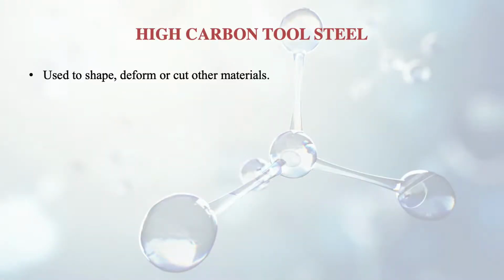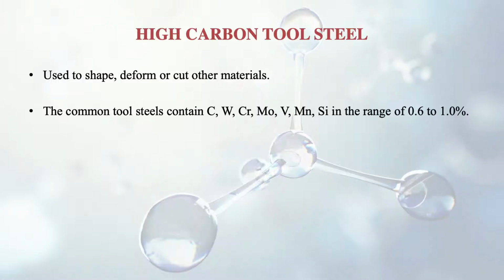Further, we now discuss the high carbon tool steel. We have now come to tool steel. What is the composition of this tool steel and where is it used? It is used to shape, deform or cut other materials. If you have to cut some material with another material, the material which is cutting should be of good properties and should be hard also, then only it can cut the other material. So the common tool steels contain carbon, tungsten, chromium, molybdenum, vanadium, manganese, silicon. Many elements are present, generally in the range of 0.6 to 1%.